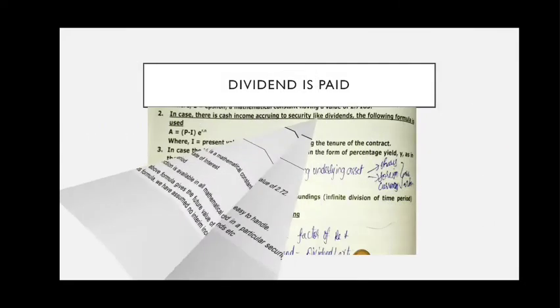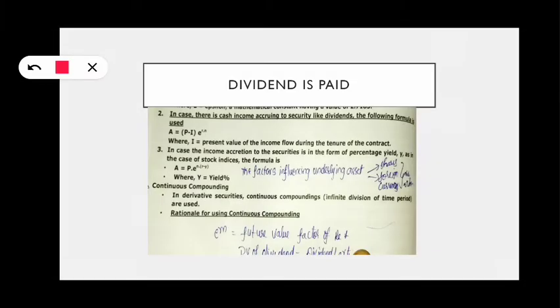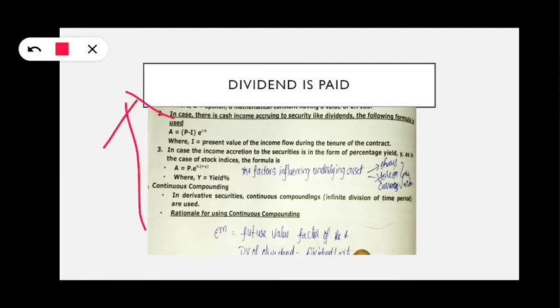Next, when dividend is paid. In the market, if any company declares dividend, that share price will increase on that day. We have assumed that other things remain constant. So due to dividend, this share price is increasing. This should not be included. That much amount is increased in the share market, so this should not be included in present value.